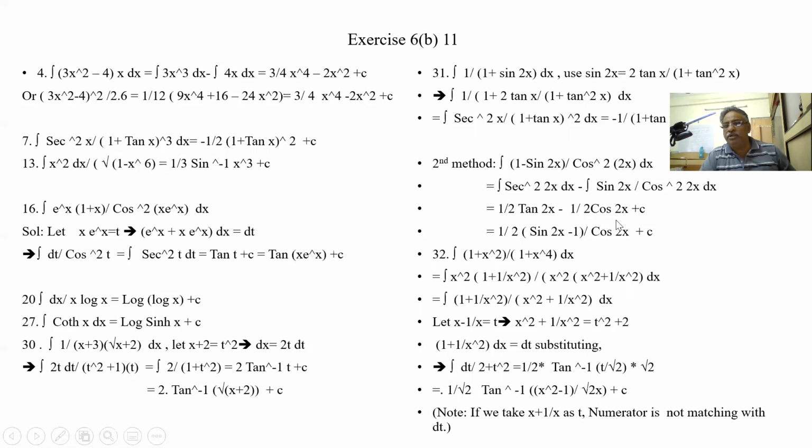This becomes minus 1 by cos square 2x into cos 2x is sine 2x into 2. So minus 1 by 2 cos 2x plus c. So this is also a probable correct answer. This is one method, this is another method. If we simplify this, we may get the same thing.